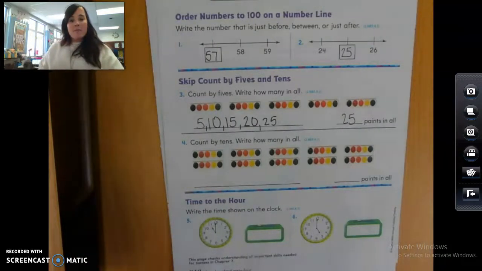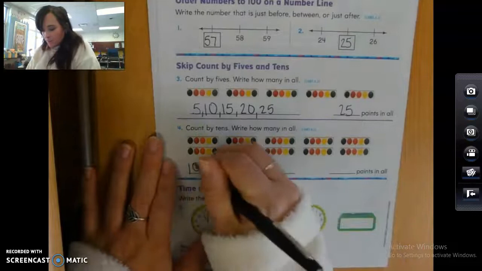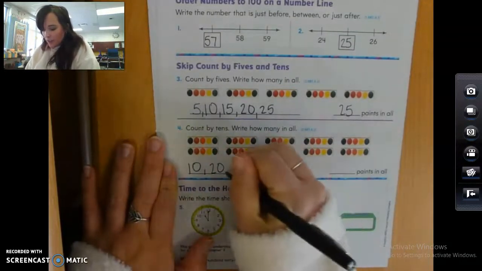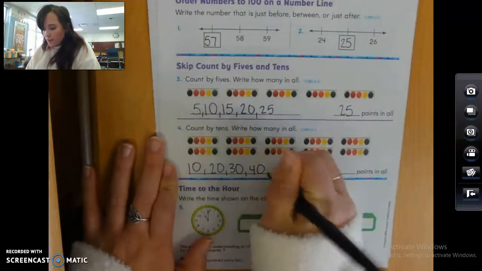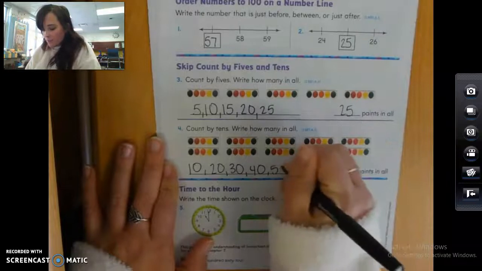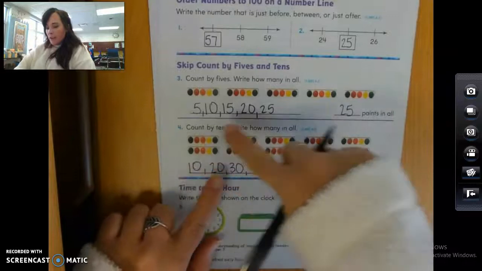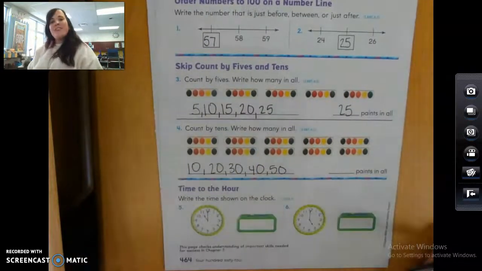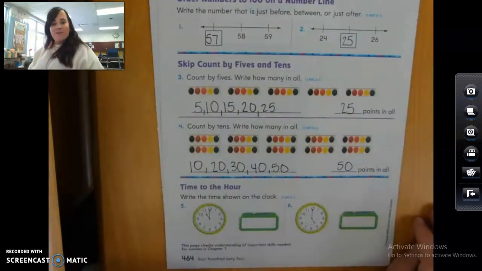Okay, we're going to do the same thing, but this time we're going to count by tens. It says write how many in all. So here we have 10, 20, 30, 40, and 50. All right, let's double check our work. Let's see how we did. 10, 20, 30, 40, 50. Perfect. And then we have 50 paints in all. And that's it. That's all we have to do.